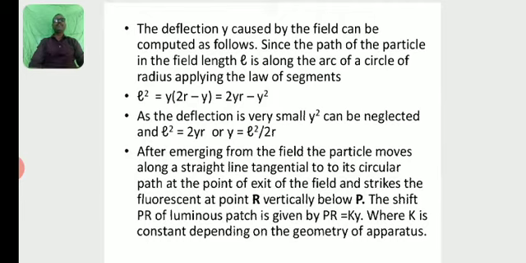After emerging from the field, the particle moves along a straight line tangent to its circular path at the point of exit of the field and strikes the fluorescent screen at point R, vertically below P. The shift PR of the luminous patch is given by PR is equal to Ky, where K is a constant depending on the geometry of the apparatus.